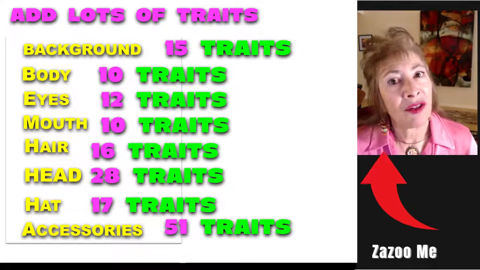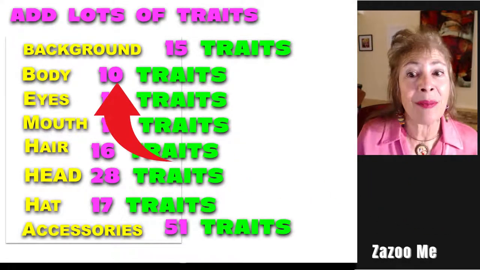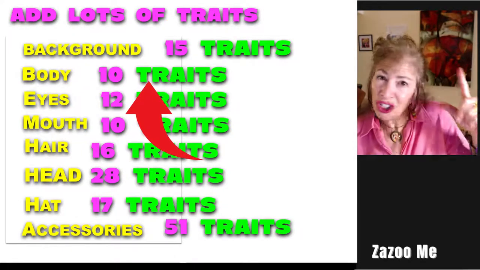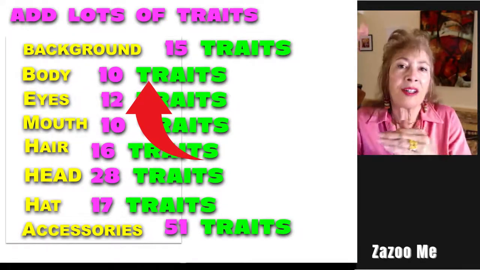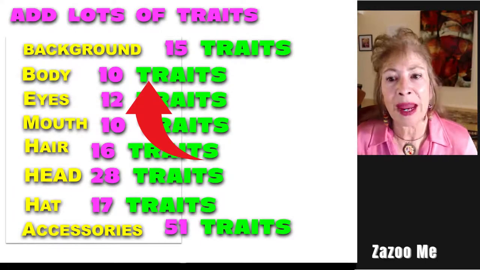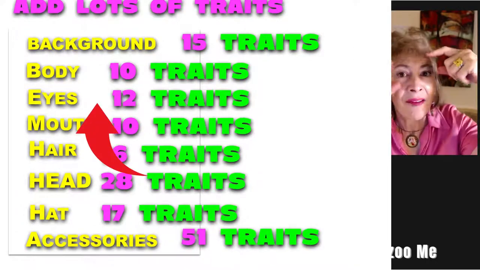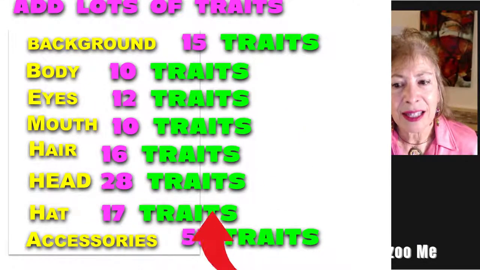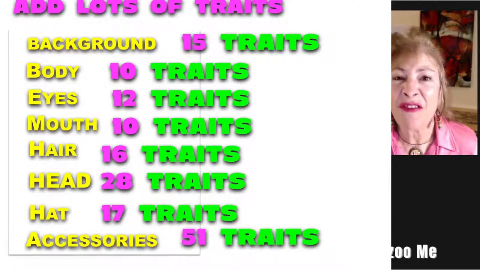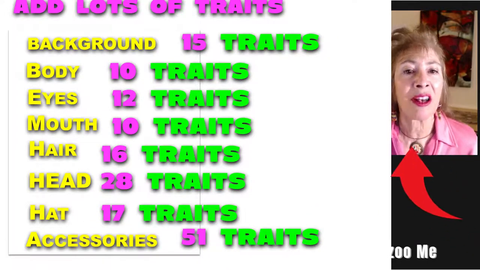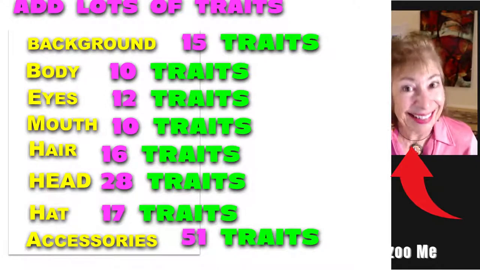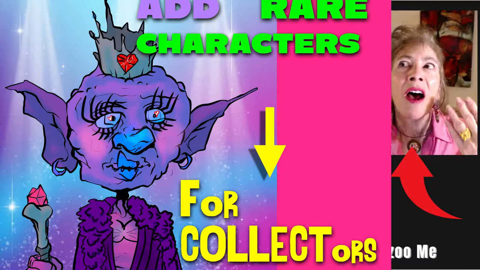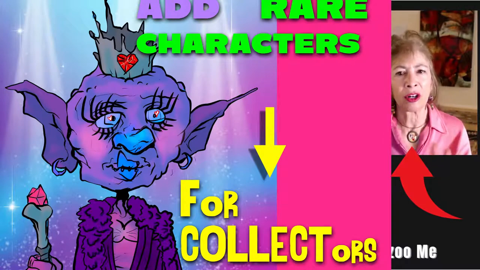And when I say a lot of traits, instead of one body, maybe there are 10, right? Maybe there's a body that has 10 different shapes to it, or 10 different colors, or 10 different things happening to it. Maybe there are eyes that have 12 different ways that the eyes are being projected. And this is the kind of thing, even 28, even 51 different accessories. There are collections now that have as many traits as that. And so I want you to start thinking in terms of traits to make your collection more exciting.